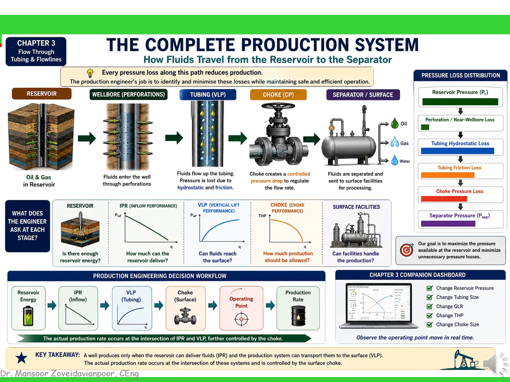This is why production engineering is not about maximizing one component. A high-performing reservoir means little if the tubing cannot lift the fluids efficiently. A perfectly designed tubing string cannot compensate for an undersized choke or surface facilities operating at their limits. The entire production system behaves as a single integrated system, and its weakest component determines the final production rate.